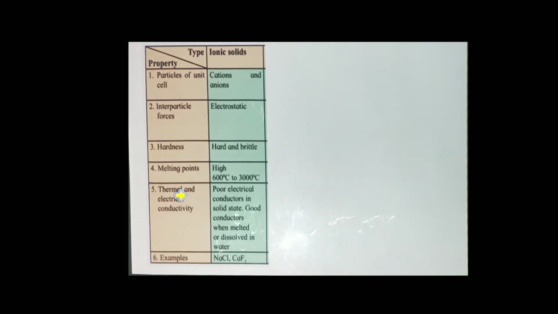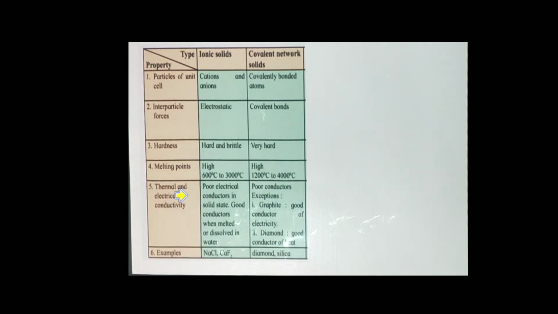Now the second type of crystalline solid is covalent network solid. In covalent network solid, the constituent particles are atoms. These atoms are bound together by covalent bonds. The covalent bond is the interparticle force which exists between these atoms. This covalent bond is again stronger, hence these types of solids are very hard.